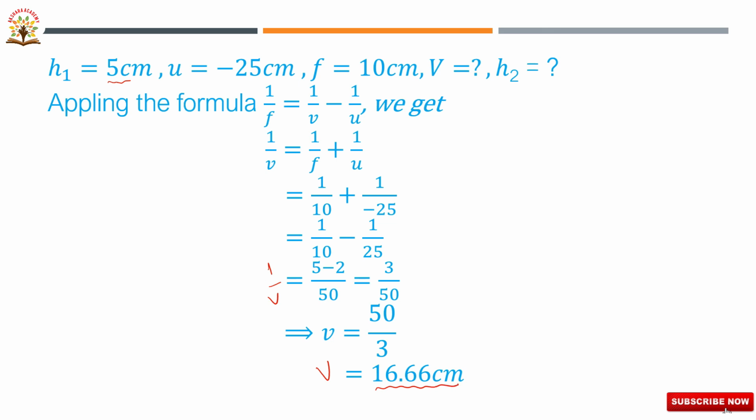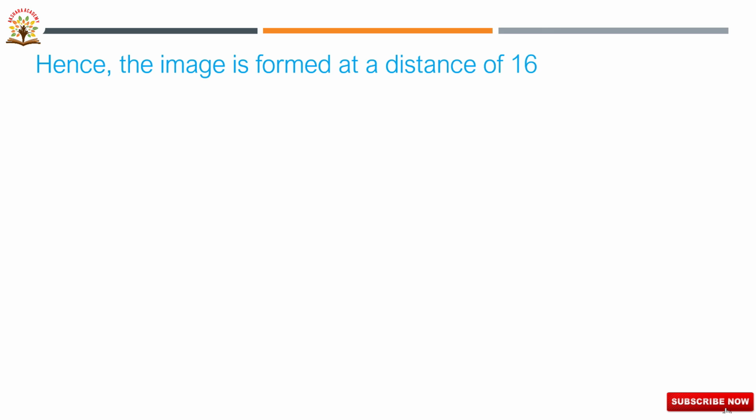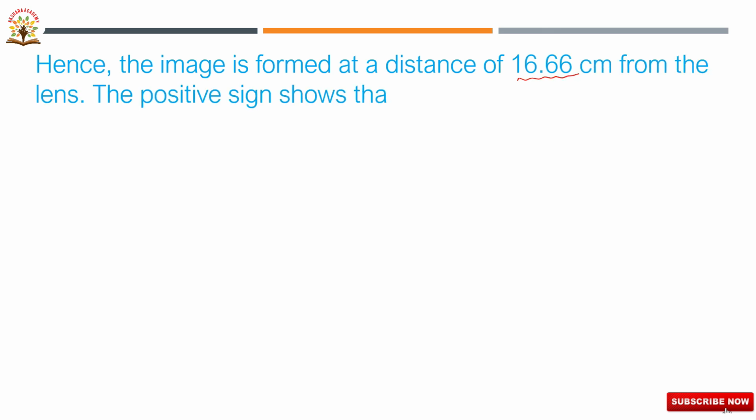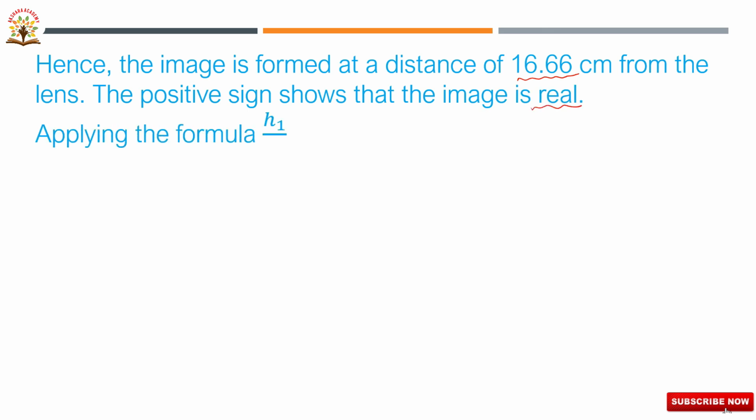Next we are calculating the image height. Hence the image is formed at a distance of 16.666 centimeters from the lens. The positive sign shows that the image is real. Now we are getting a real image.